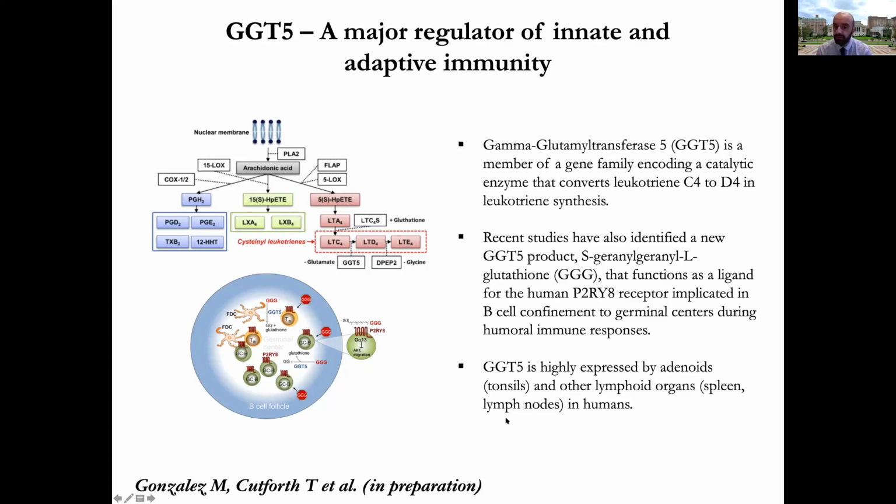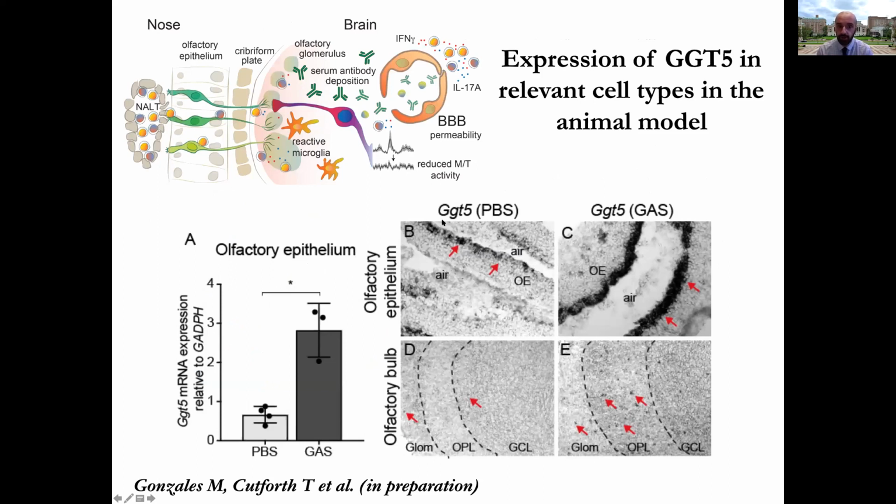So one of the questions that we had is, is GGT5 relevant in our animal model? What I'm showing you here is our animal model, just to remind you, on the top, what's happening in the brain. When we look at the expression of GGT5 by RNA levels, you can see that in the olfactory epithelium and the olfactory bulb, the levels of GGT5 are highly upregulated, suggesting that a gene that we identified from the human genetic studies is also highly upregulated in our animal model, suggesting again that the animal model may represent an important advance to understand the disease. And obviously we're very intrigued and interested in pursuing our genetic studies to address the role of this gene in the disease.